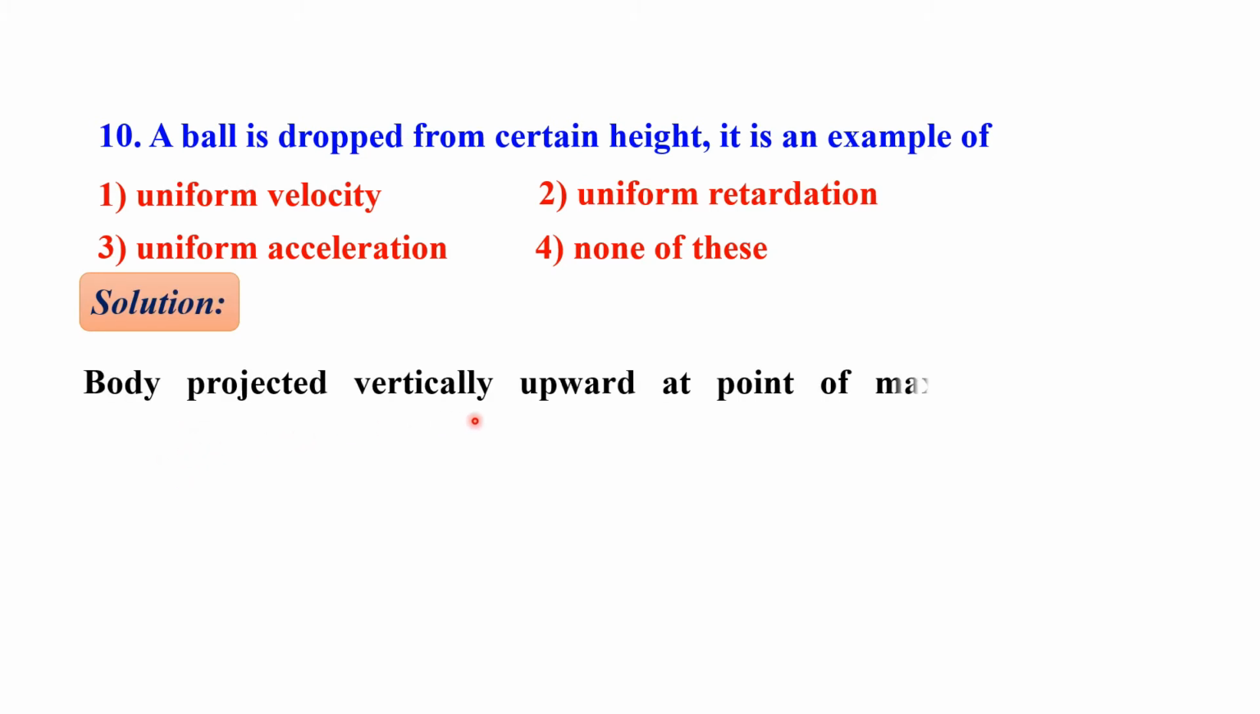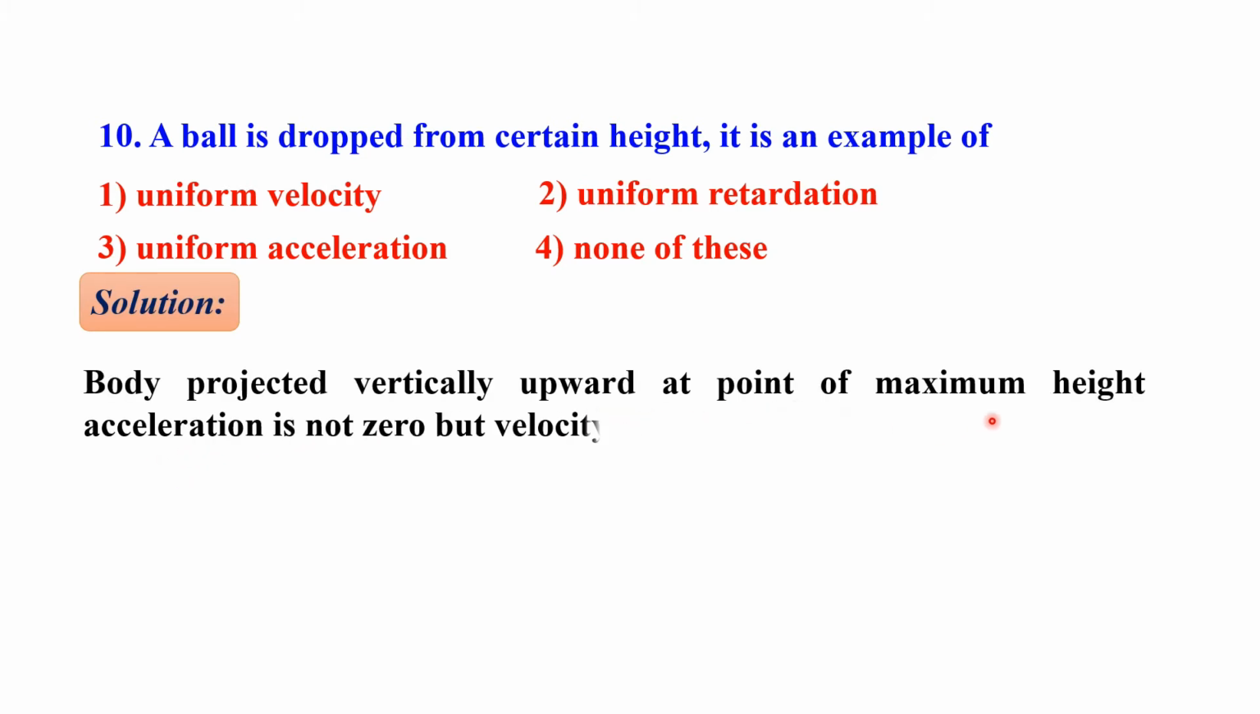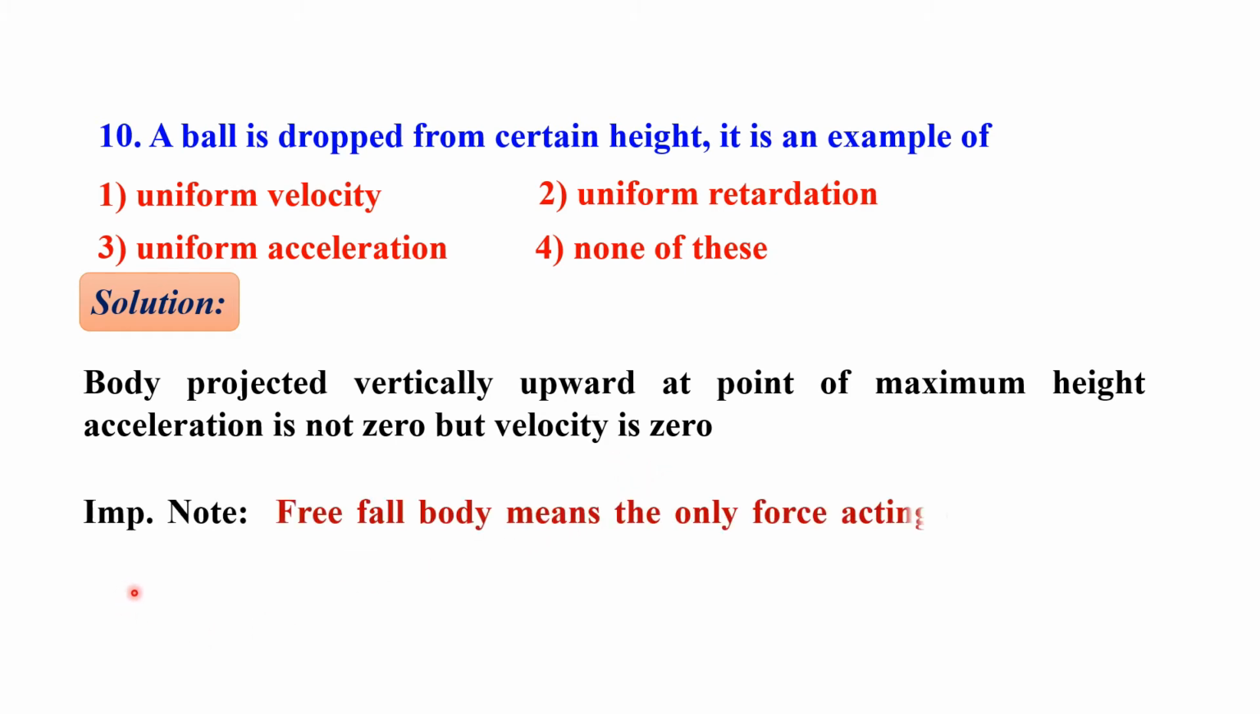For a body projected vertically upward, at the point of maximum height, acceleration is not 0 but velocity is 0. An important note: freely falling body means the only force acting on the body is gravitational. So it is an example of uniform acceleration. A ball is dropped from a certain height. Okay, the third option is correct.